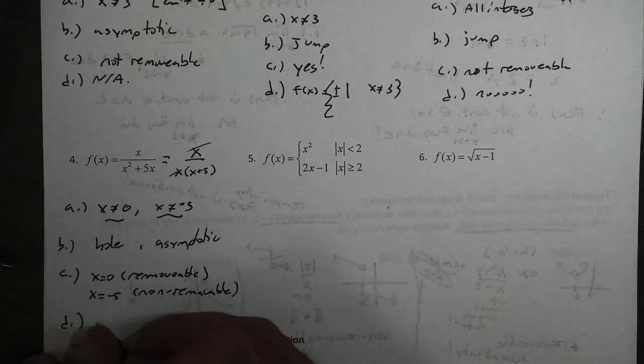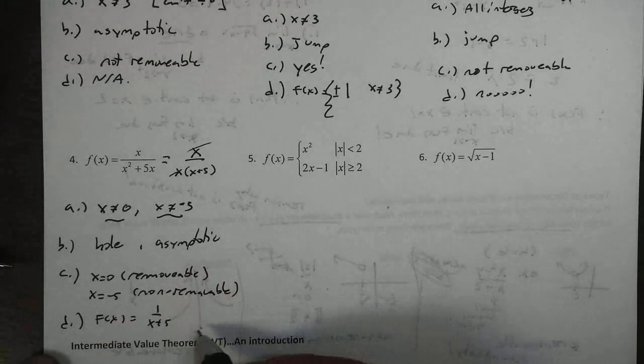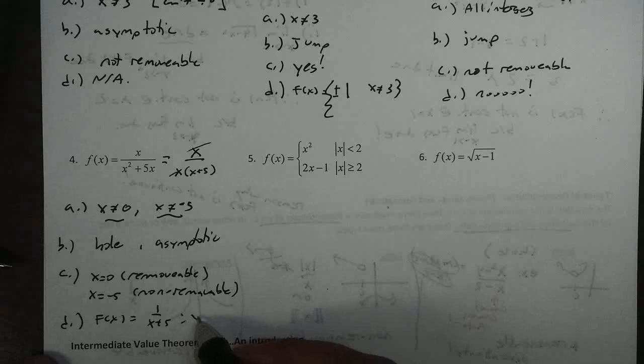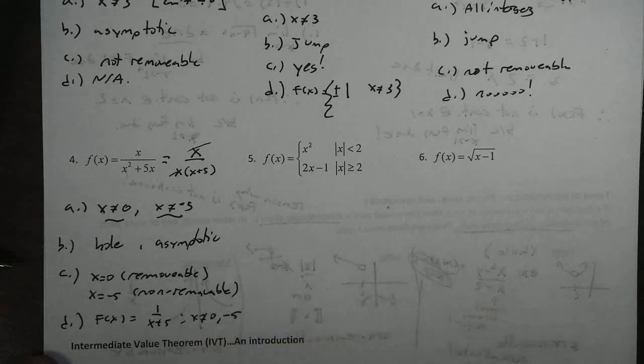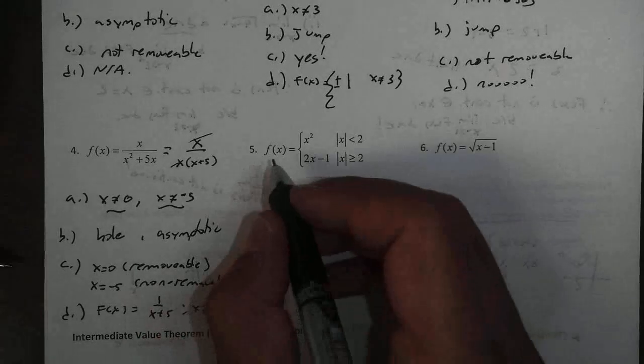And D, yes, we can rewrite this as 1 over x plus 5. That's what that whole factoring provided. X cannot be 0 or negative 5. Just put your domain restrictions. Most people forget about it. That's cool too. All right, let's take a look at number 5.